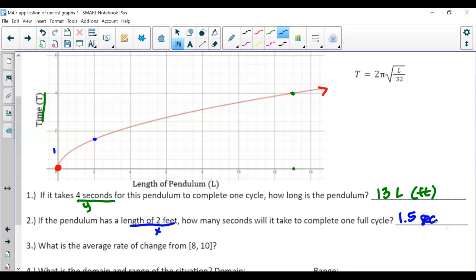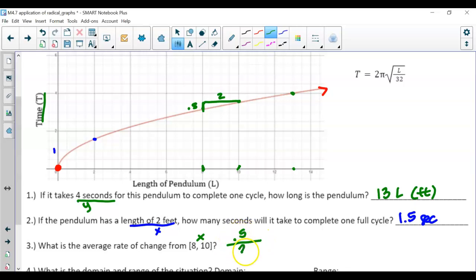Now, what is the average rate of change from 8 to 10? So now remember 8 to 10, that is your X here, that's your interval. So from 8, which is here, we could say that it's just above 3, so we can still say that's 3. So from 3, and then 10 is here, so that's just about 3.5. So we're going from 3 to 3.5, which is just 0.5. Then our run is, well, 8 to 10, which is 2.